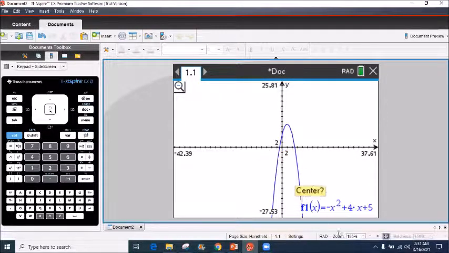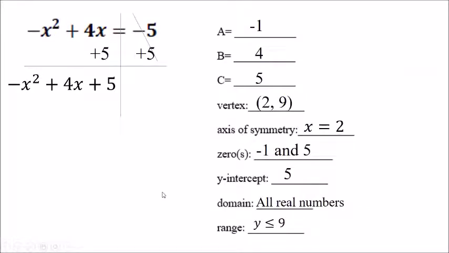Just a quick recap on that. My zeros are -1 and 5. My y-intercept is 5. My domain is all real numbers, and my range is y is less than or equal to 9. Just a quick reminder that my c value of +5 will always be the same thing as my y-intercept.